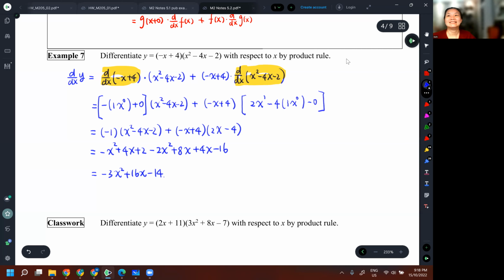Okay. I may be too fast in the differentiation part, but you can look at it again. I'm doing negative 1 take out and then 1x to the 0. That's the power rule. And then constant rule. This one power rule. And then take out 4, power rule again, and then constant rule.